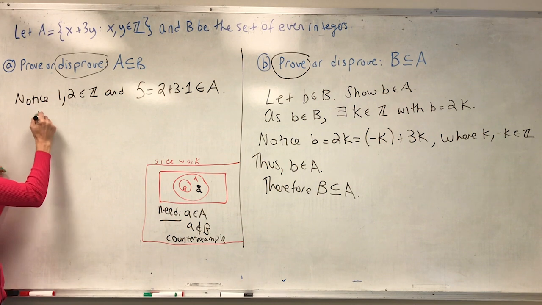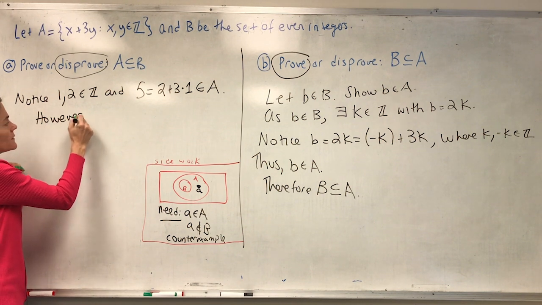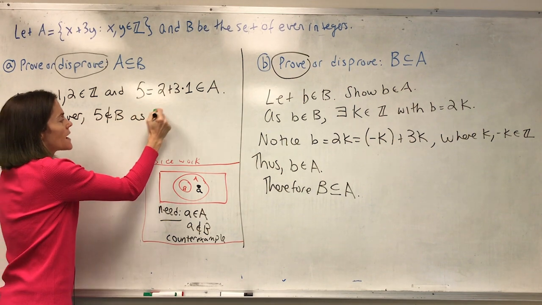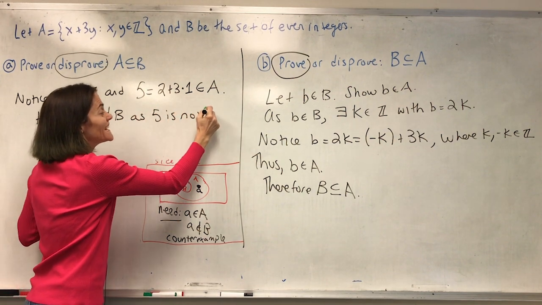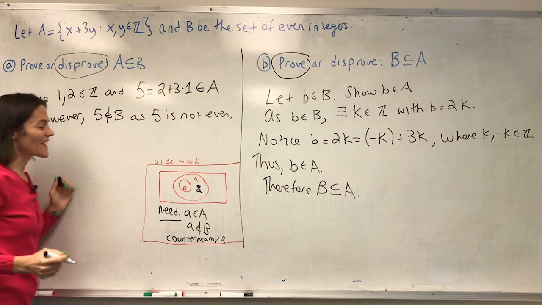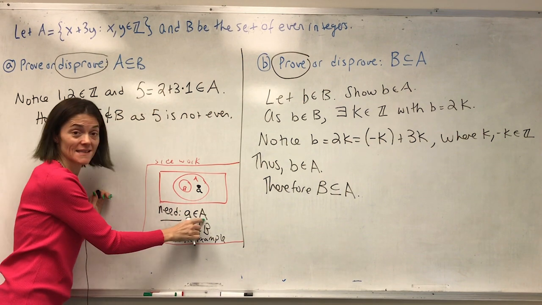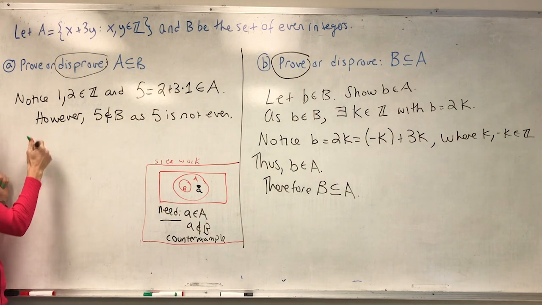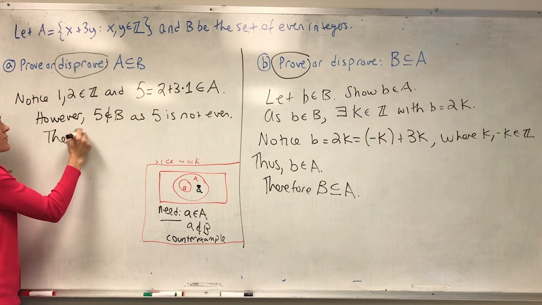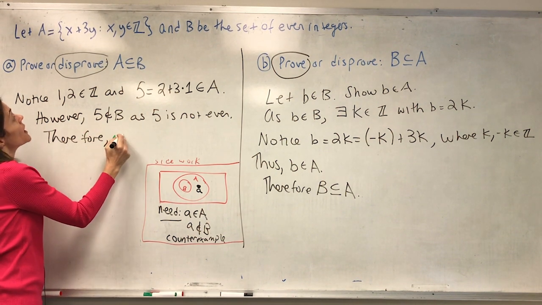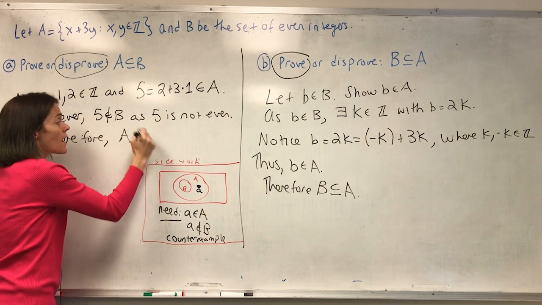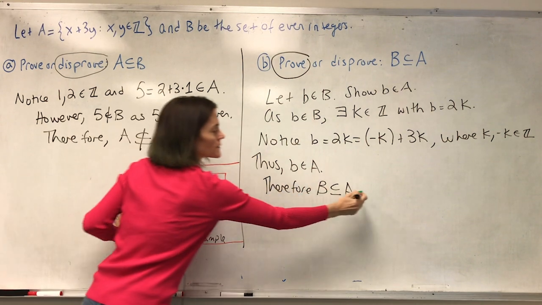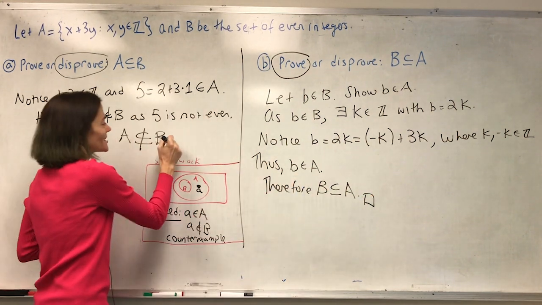However, 5 is not in B, as 5 is not even. Okay, so I have justified this and justified this. This is justification for my counterexample. So therefore, A is not a subset of B. Okay, and this would be here at the end of this side, and here at the end of this side is here.